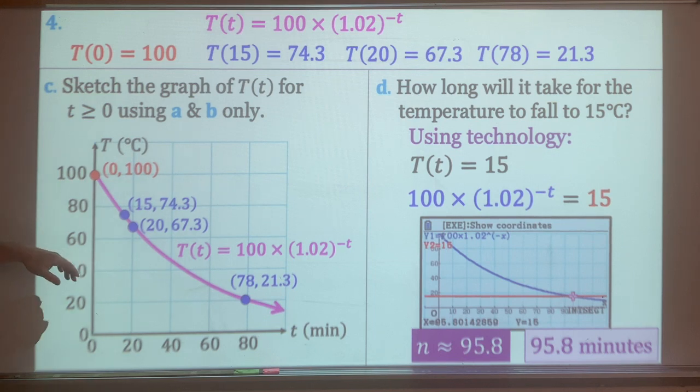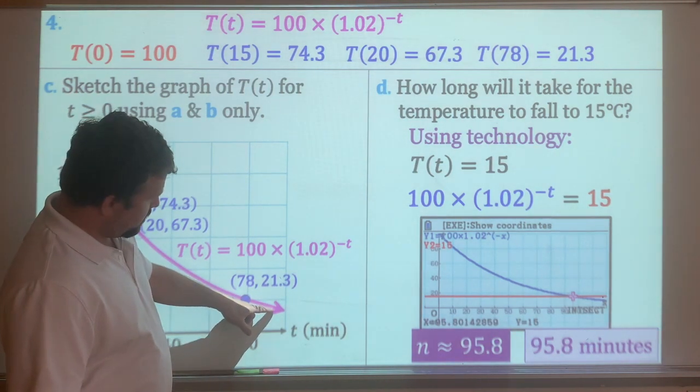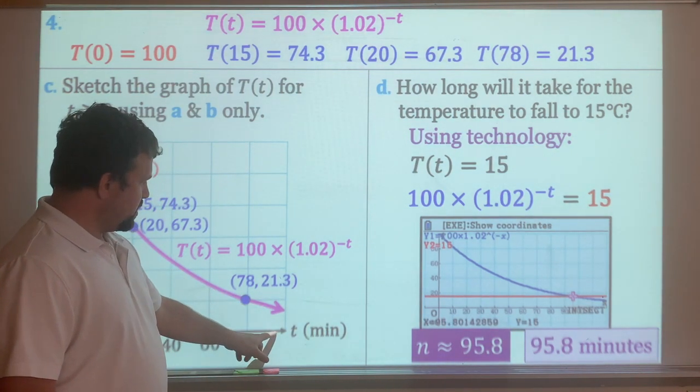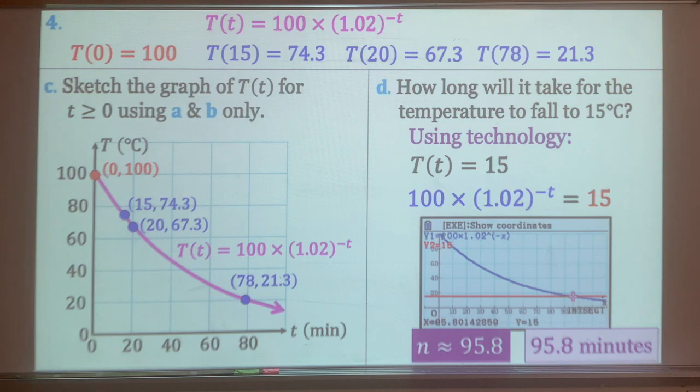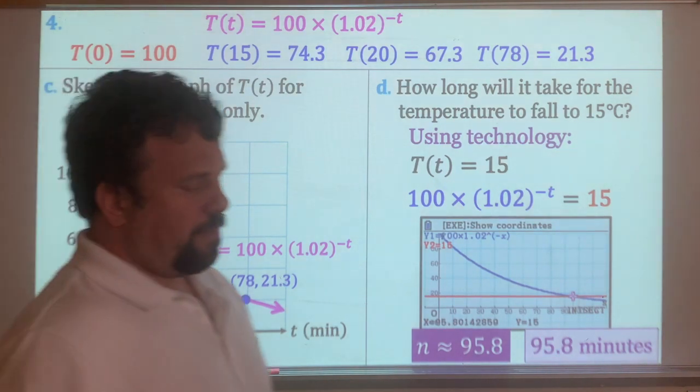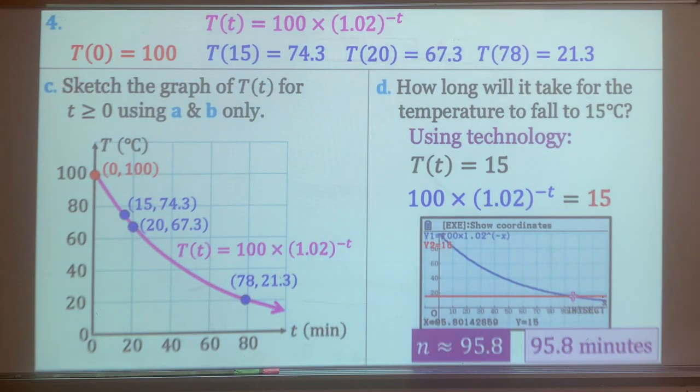So if you want to check your answer, T is 15. Go over here. Well, that's not very good. That's about right, about 96 minutes. Pretty easy, right?